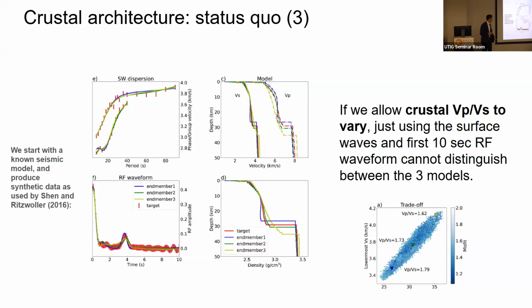VPVS ratio is actually a wild card here. Why? We later did a synthetic test. We started with a model that we know, we call it a synthetic model, and got the data. Then we did the inversion for the 2016 model, and allowed the crust VPVS ratio to vary. We get different models that can fit the data equally well. You can see 3 fittings in the picture on the left, and they correspond to 3 different models here. Their Moho depths can differ by up to 5 kilometers.